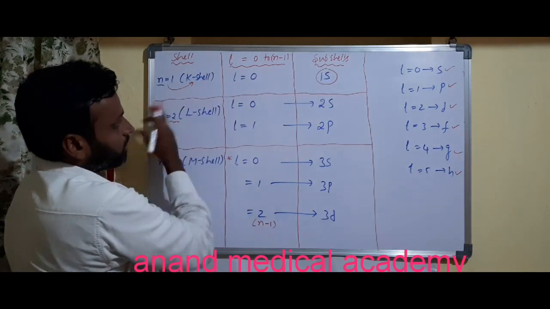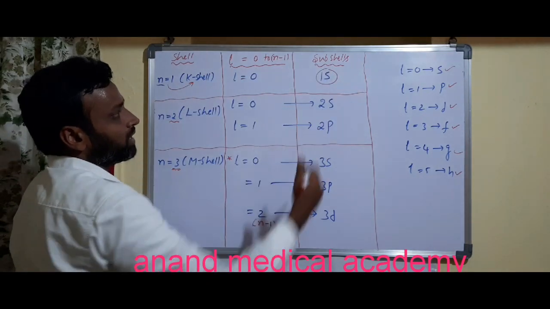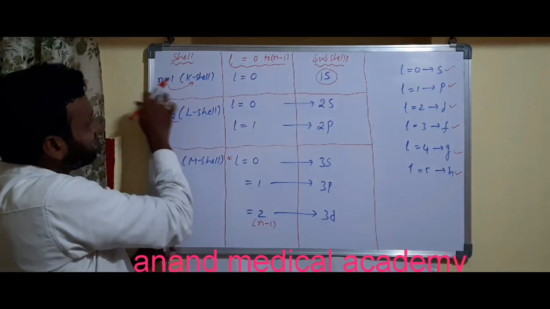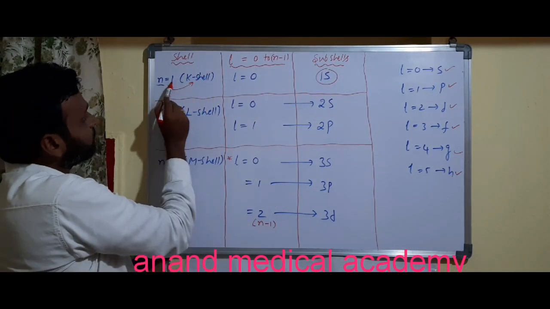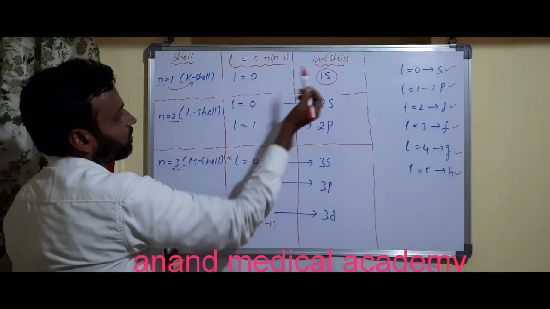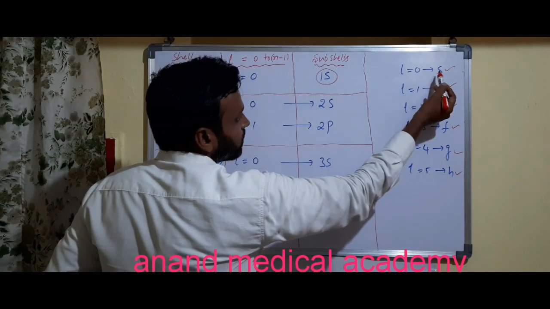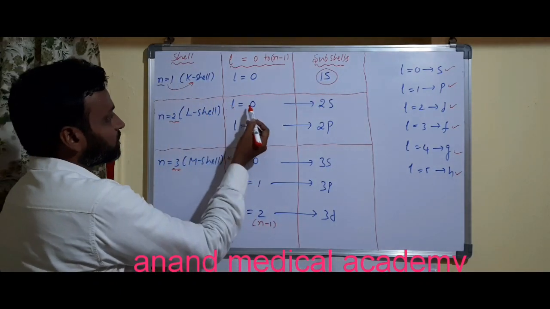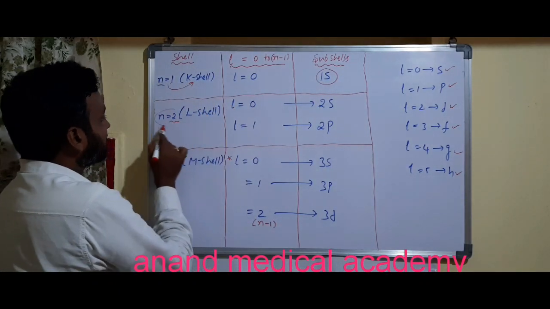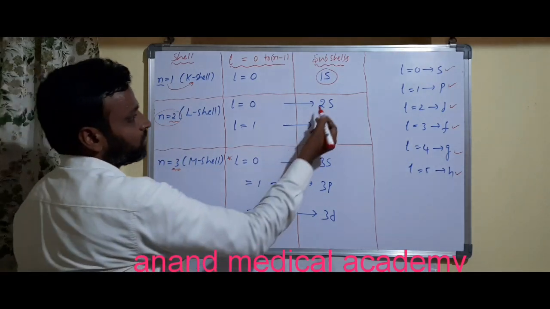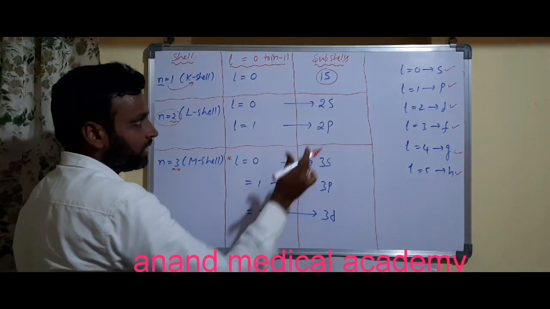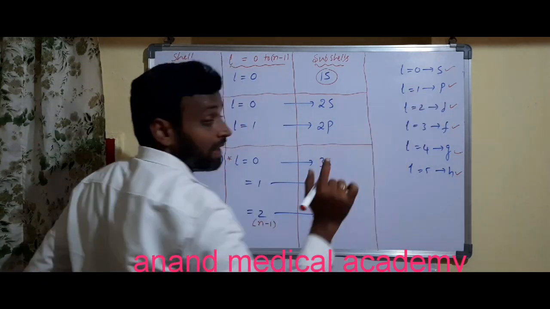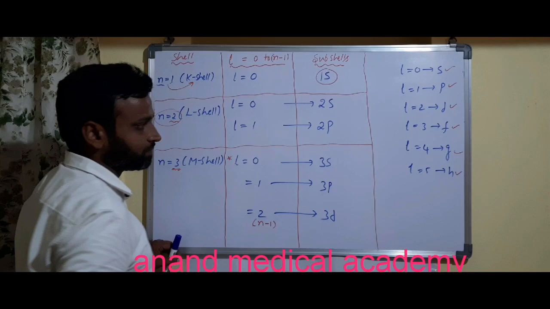Come to this. Forget about this now. l equals 0. What is the subshell? The subshell present in this shell means, what is the n value here? 1. So first write down 1. l equals 0 means what subshell? Yes, the 1s subshell. l equals 0 but present in the second shell, so 2s. And l value 1 means what subshell? P subshell, so that is 2p.